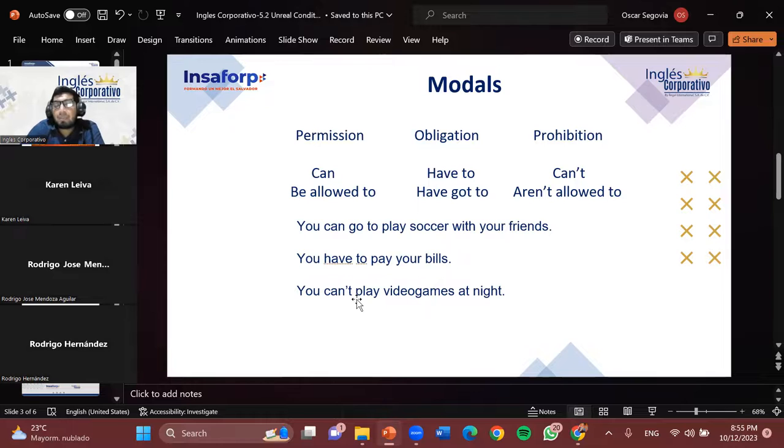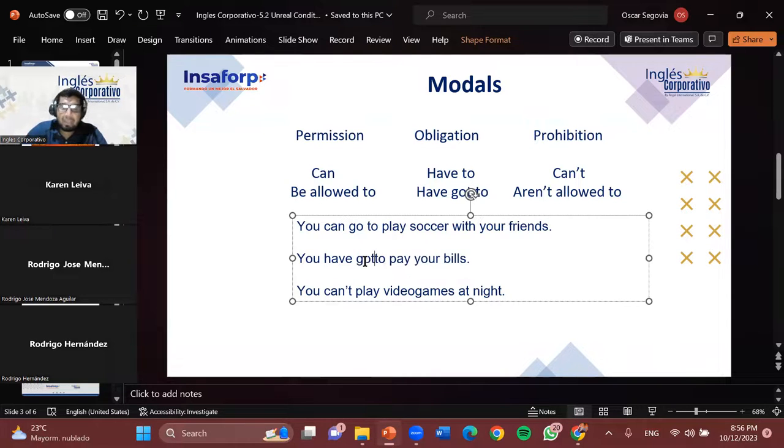Entonces, por eso a veces es importante, cuando utilicemos la palabra can o can't en el caso de una negación, aclarar a qué me refiero. Aquí si yo digo, you can't play video games at night, it will completely cover the fact that yes, it is a prohibition, it is something that you're not supposed to do. Now, here, if I was the one saying this, I think I would have added this. You have got to pay your bills. Because if you say you have to pay your bills, it doesn't sound as an alarm.